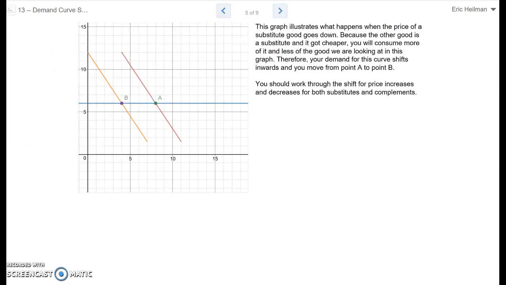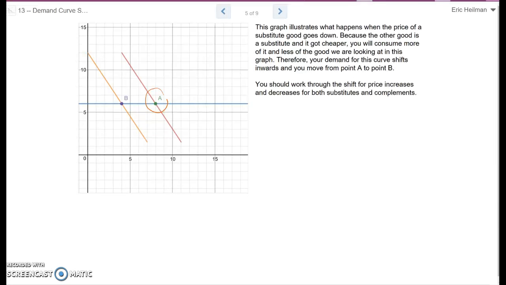Okay, so this graph is looking at what happens when the price of a related good changes. We're going to start with the case of a substitute. So here we start at point A. The price of the good we're looking at is $6. Let's say the good we're looking at is, let's just go with Diet Coke. At $6, I demand 8 Diet Cokes.